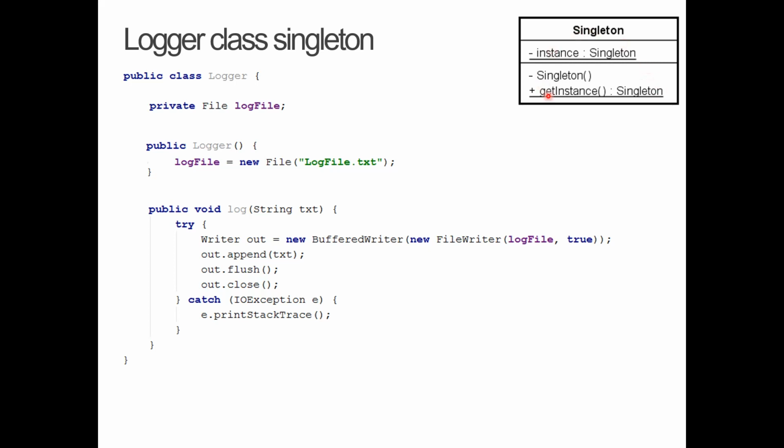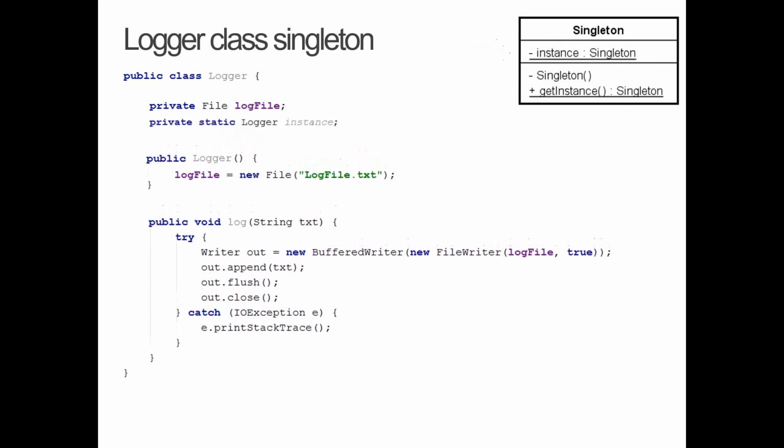So we have that up here in my UML diagram. We apply the first point, right? I want to have a private static field variable. We add that over here. Here we go. I now have a private static field variable of type logger, the same as the class itself. I call it instance. You can call it whatever you want.